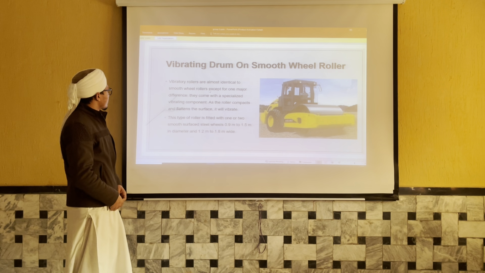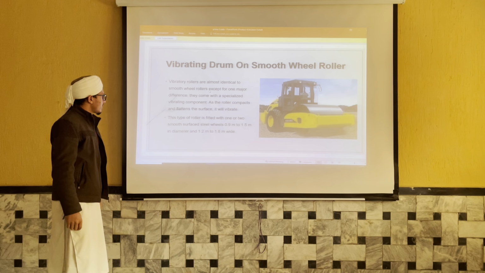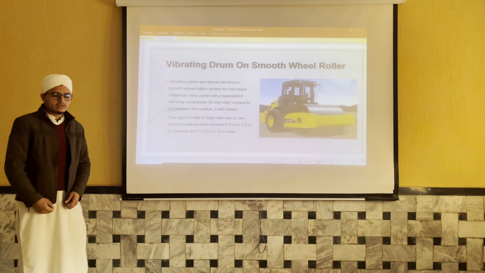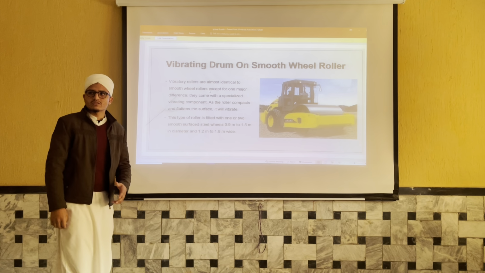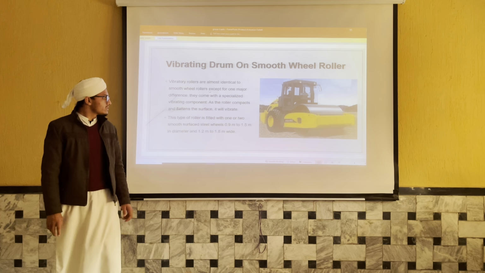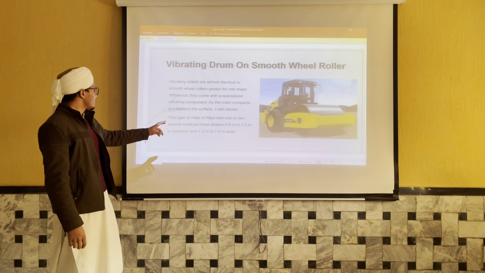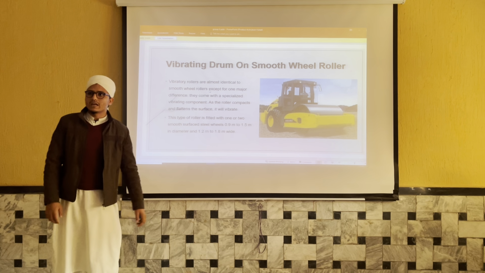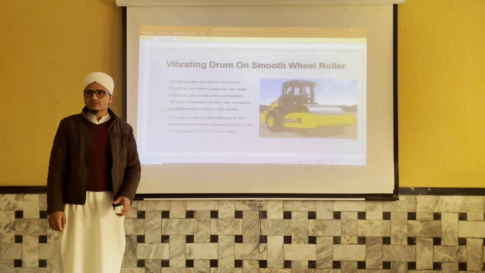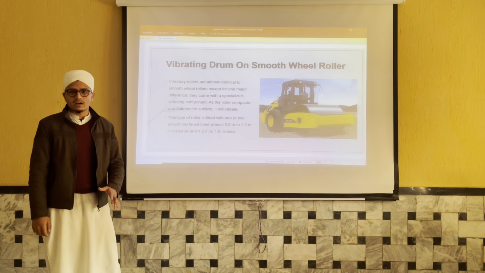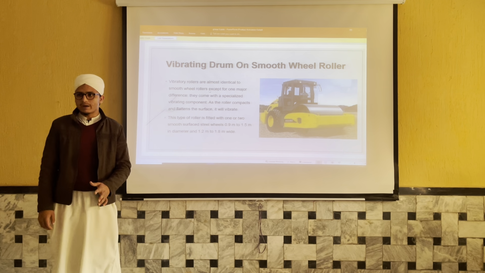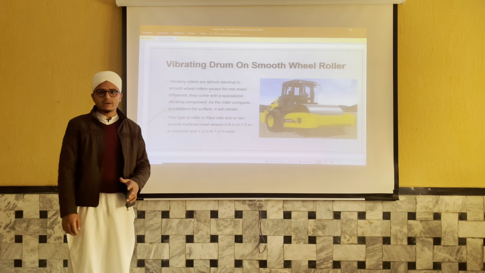Okay, my topic is the vibrating drum or smooth roller. Actually, this is a vibratory roller, and the main difference between the smooth roller and the vibratory roller is one major difference, which is mentioned here. When we are compacting a soil and flattening the surface, it will vibrate firstly. When we are doing compaction of a soil, firstly a vibratory roller uses vibration of that surface area, which makes it vibrate and compact it well.